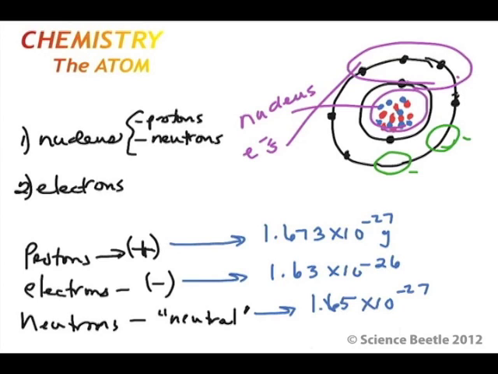So those are some of the things that you need to know about with respect to the atom. It's got two main parts, the nucleus, the electrons. The nucleus is composed of protons and neutrons. Protons have positive charge, electrons have negative charge, and these are their respective masses. And so that's the basic structure of an atom.